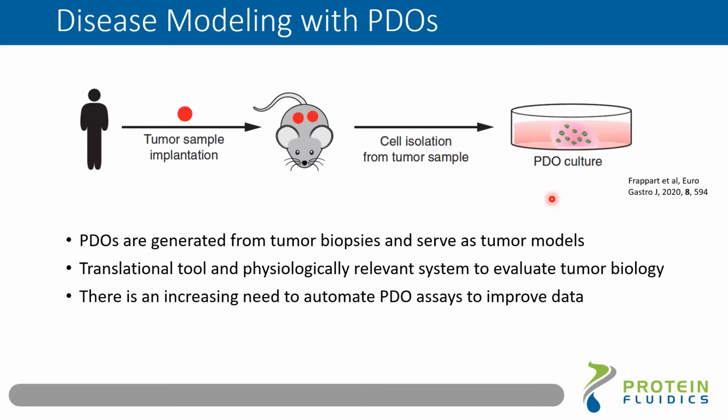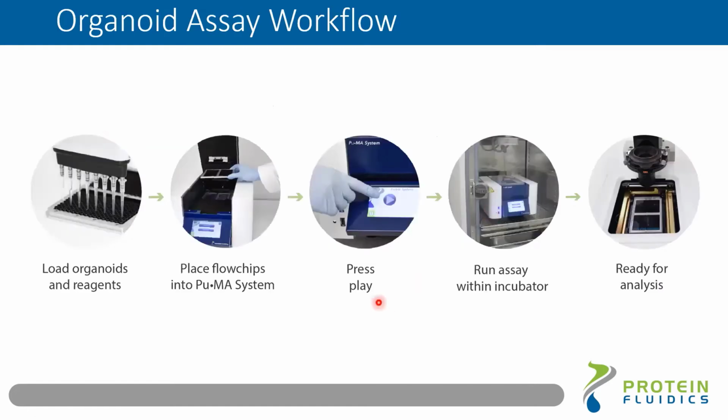But as with a lot of new technologies, there's a need to automate a lot of these steps. It's a very manual process right now. So we have developed the Pu.MA assay system to do automated organoid assays. In this case, organoids and reagents are loaded into Flowchips, which I'll describe later. Those Flowchips are placed in a Pu.MA system located inside an incubator where all the assay steps are run. It's a very intuitive operation where protocols are preloaded. You just select protocol, press play.